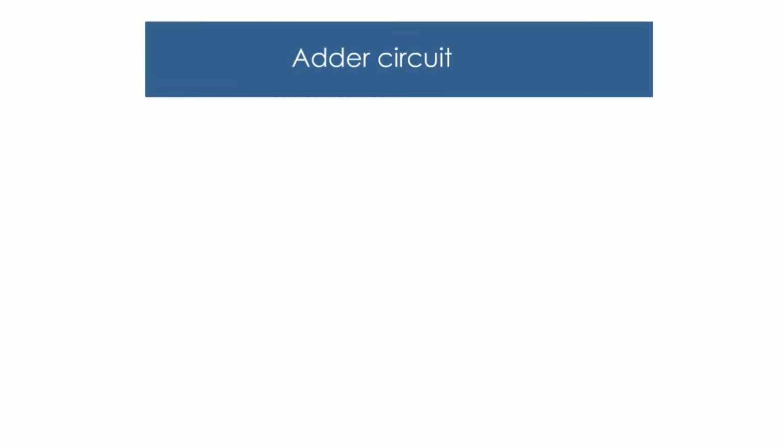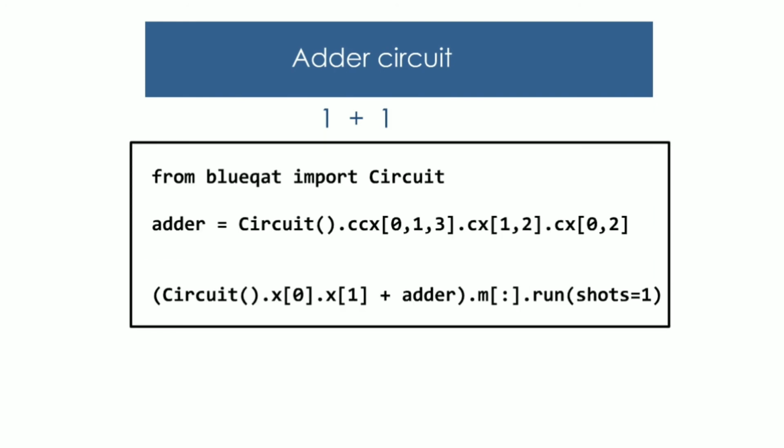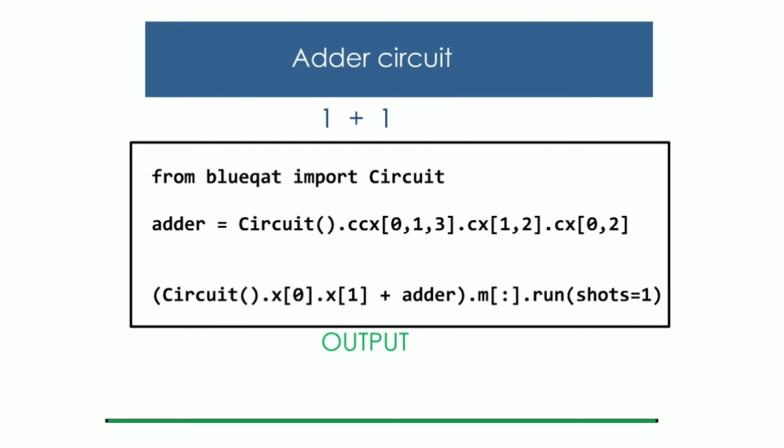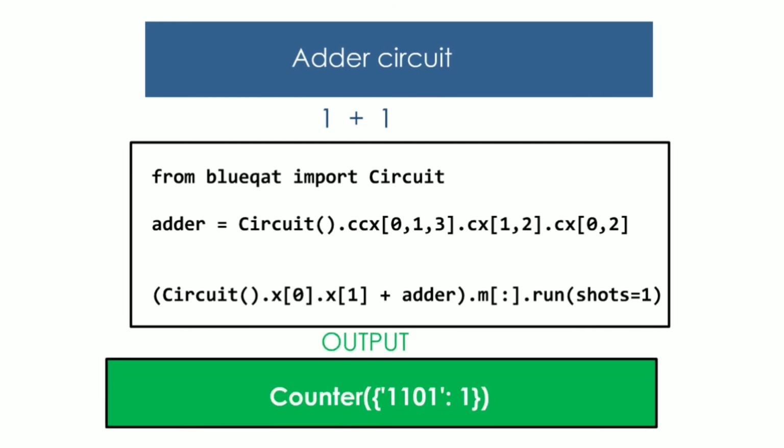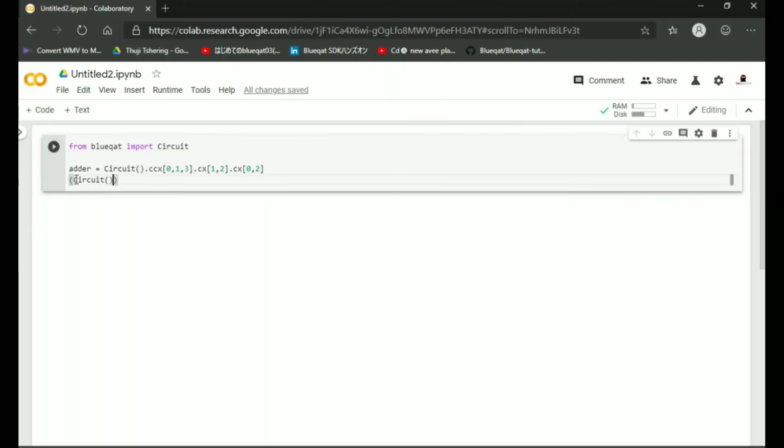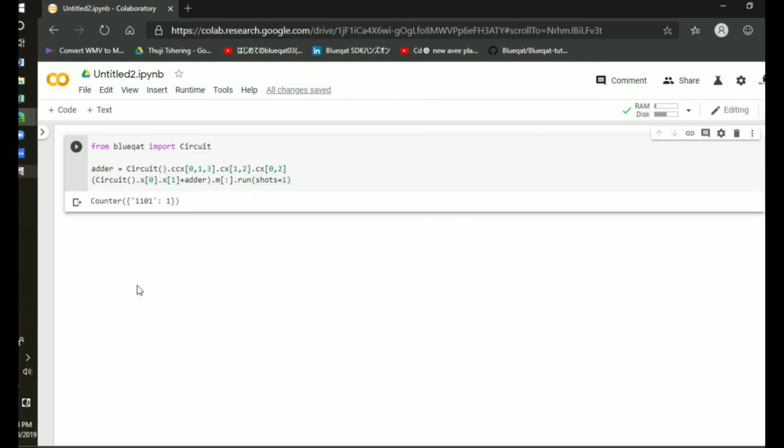Let us add 2 qubits, that is 1 and 1. Type the code that is shown on the screen in Google Colab. Now, if you run this code, we will get the output as 1101. Now, let us try this code in Google Colab. Type the code that was shown earlier. Now, if you run this code, we will get the output as 1101.